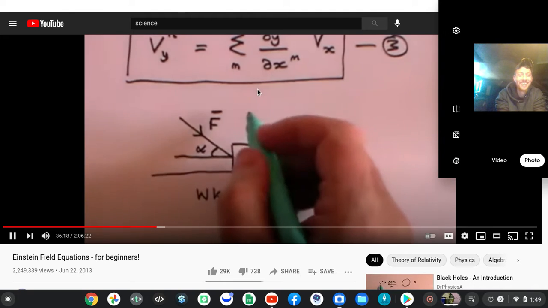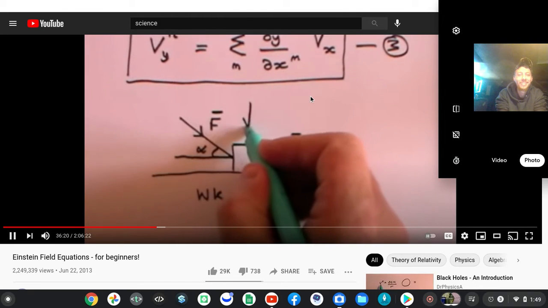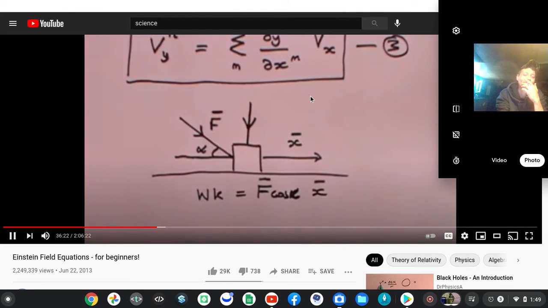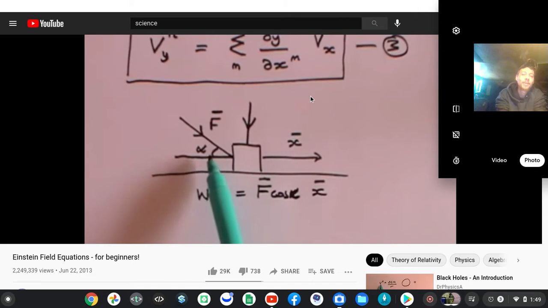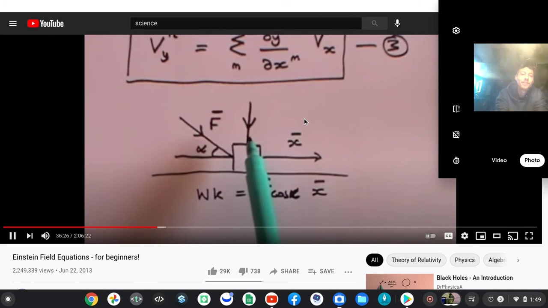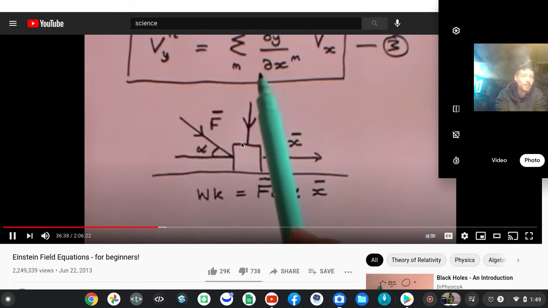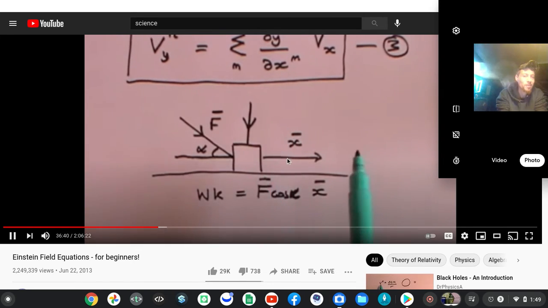Now, the question is, suppose the force is in that direction. Then the angle alpha will be 90 degrees, and the cosine of alpha is 0. And therefore the work done will be 0, because of course the block won't move. If you're pushing down on a flat surface, you're not going to get it to move.